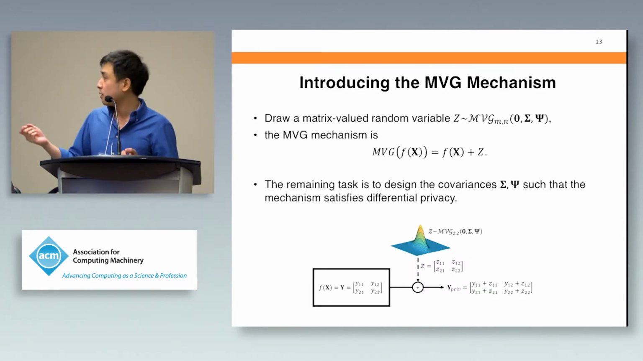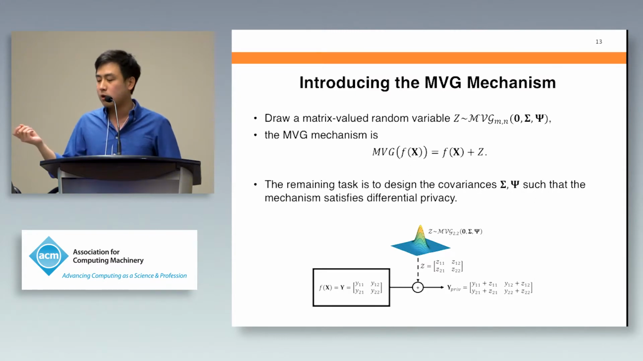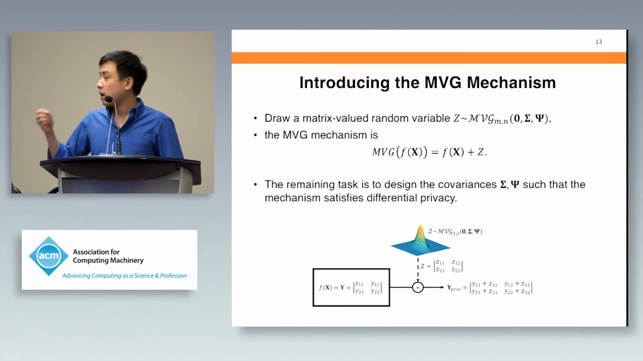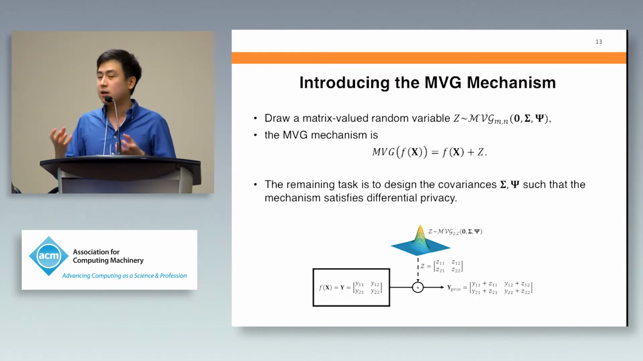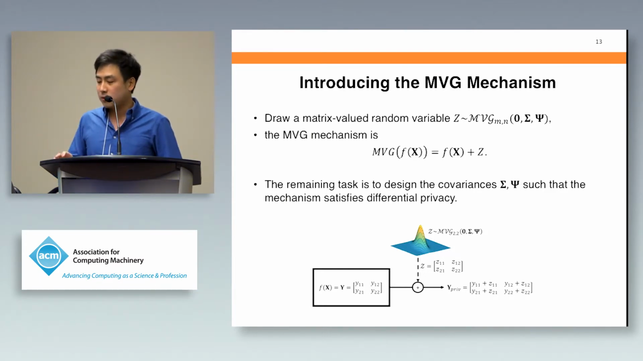And so first, the MVG mechanism is fairly straightforward. You first draw a matrix random variable Z from the MVG distribution with zero mean and covariance sigma and psi, as I showed earlier. Then you add it to the query function. So that's it. However, as you can see here, I actually haven't specified how we choose the covariances sigma and psi yet. And clearly, this should be done in a way that ensures that the mechanism preserves differential privacy. And I'm going to get to that in a minute.